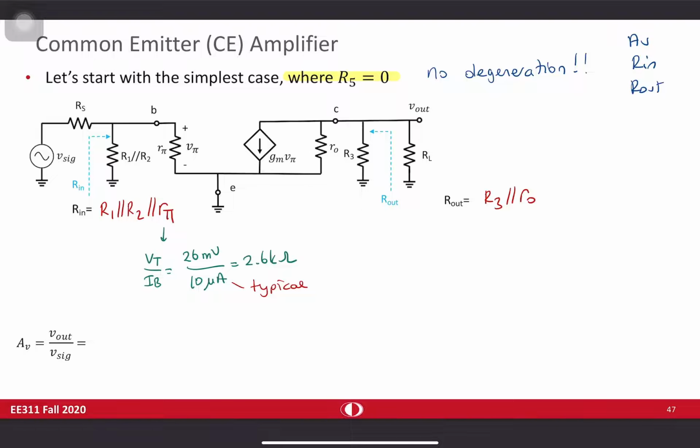So let's first find V out value in terms of V pi. So V out is equal to minus Gm V pi times R0, R3 in parallel with RL. Why? Because current is going in this direction. I have three parallel resistors and I can write V out with this negative sign with this term.